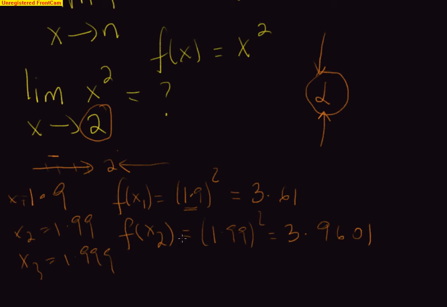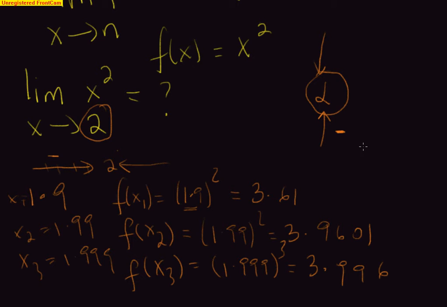3.9601. Now let's do one more approximation. That's the third value, which is 1.999. Right? So that 1.999 times 1.999 is going to be equal to 3.996. So as we can see, when we approach from the left, we're really going from a smaller value to a bigger value. So the left approach is coming from the bottom to that value in this example.